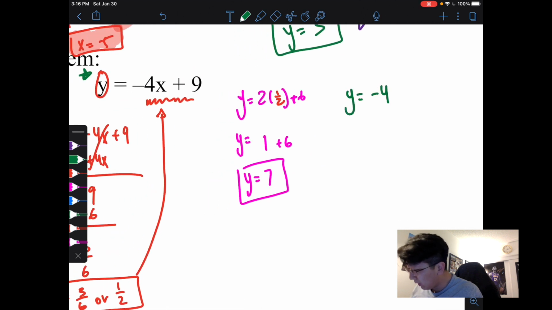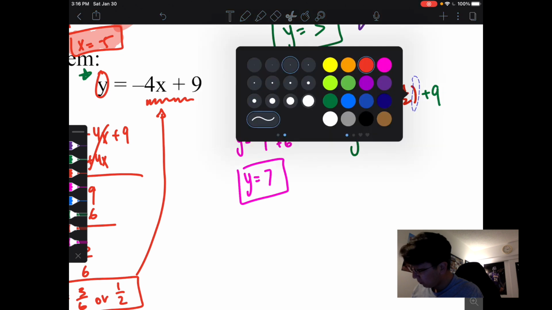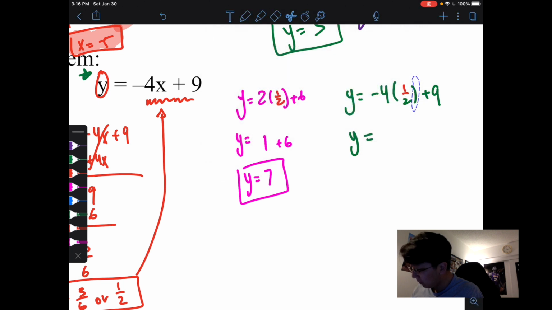Y equals negative 4 times 1/2 plus 9. Y equals, change that to green.